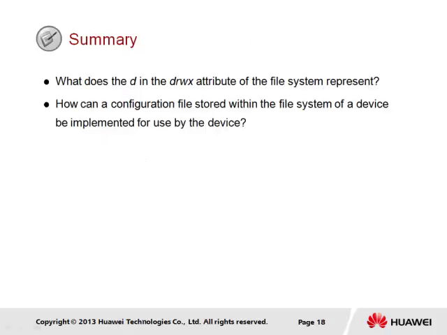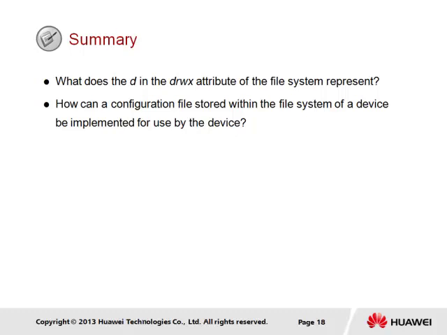So in summary then, we have a couple of questions here. The first asks, what does the D in the drwx attribute of the file system represent? Well, the D in the attribute list represents a directory in the storage location, in which multiple files may be located. The cd command may be used together with the listed directory to specify the path in order to reach any files contained within the directory.